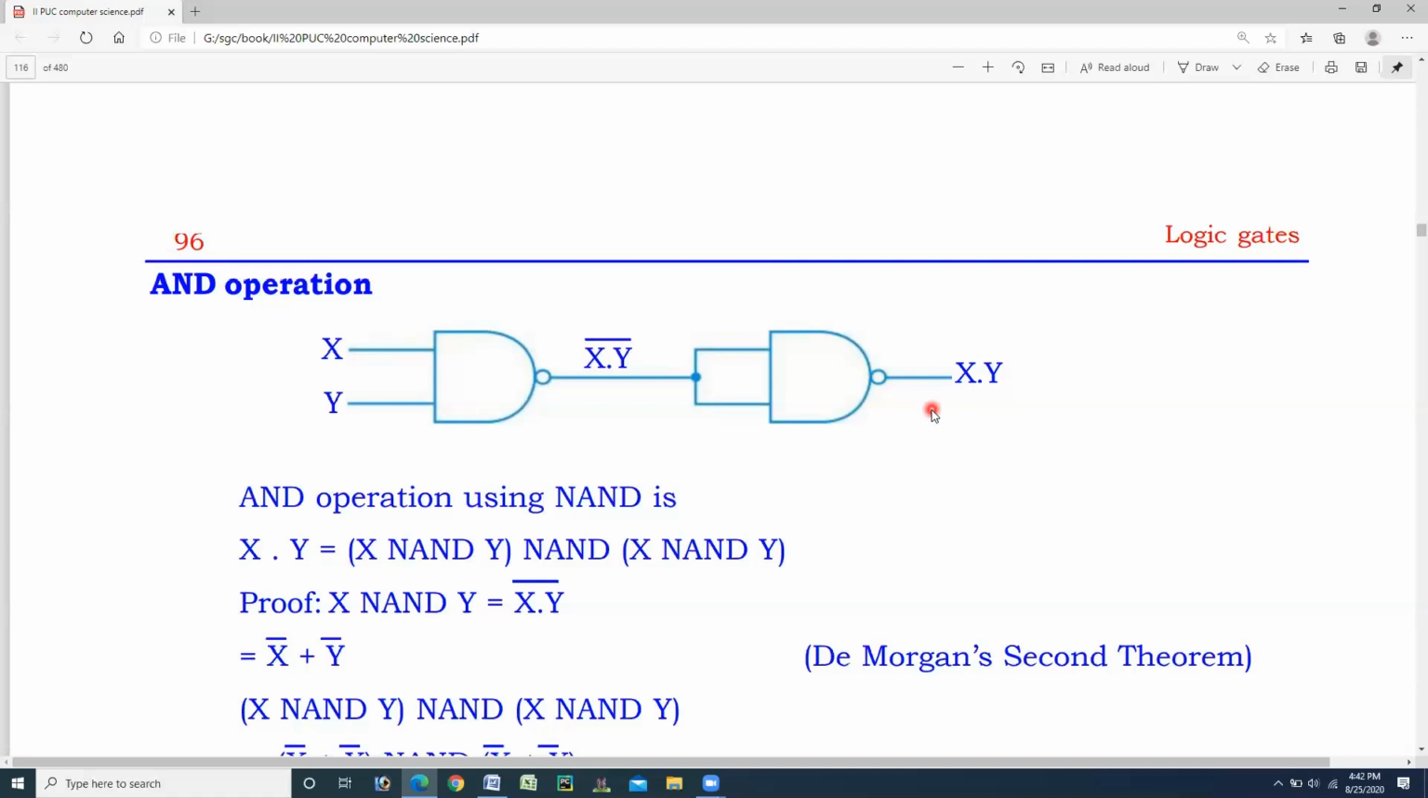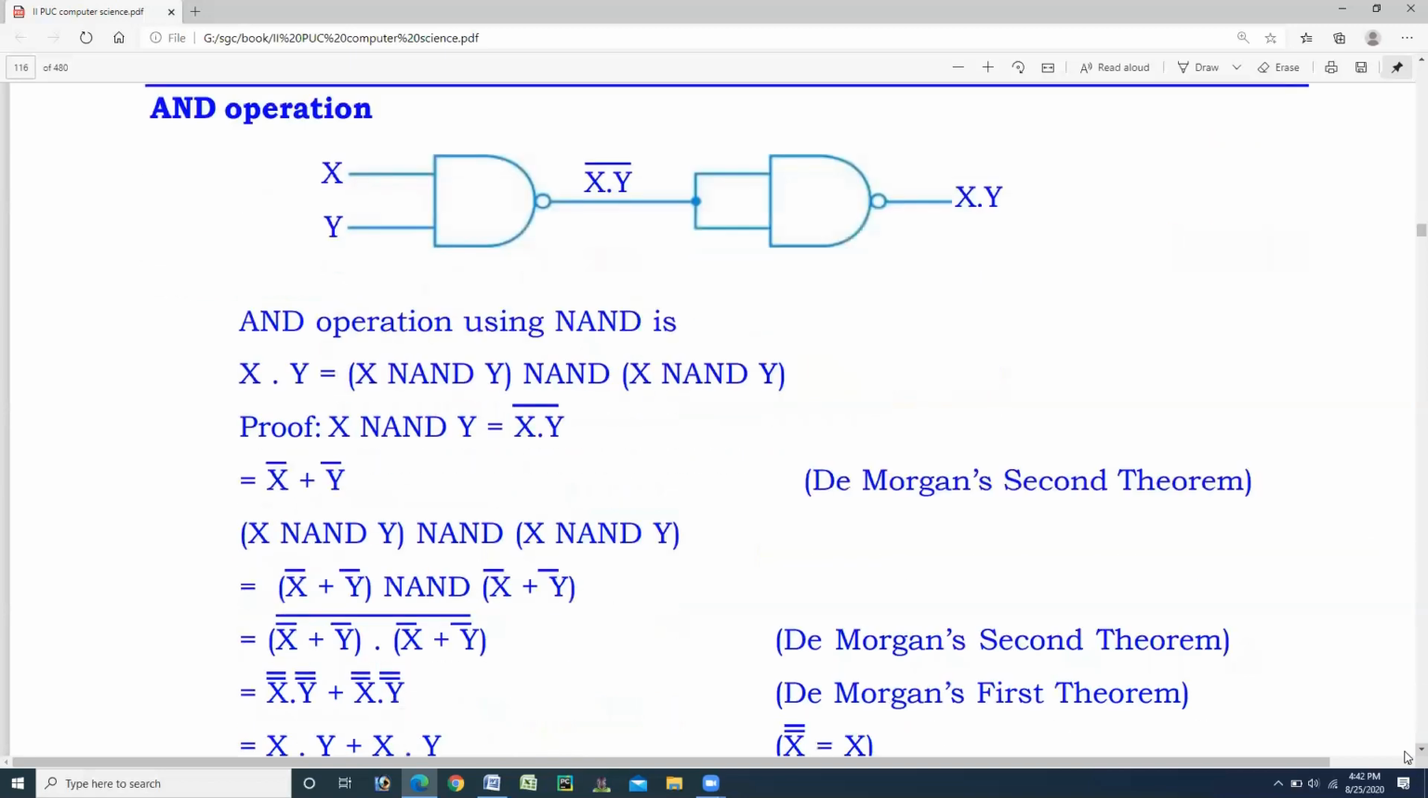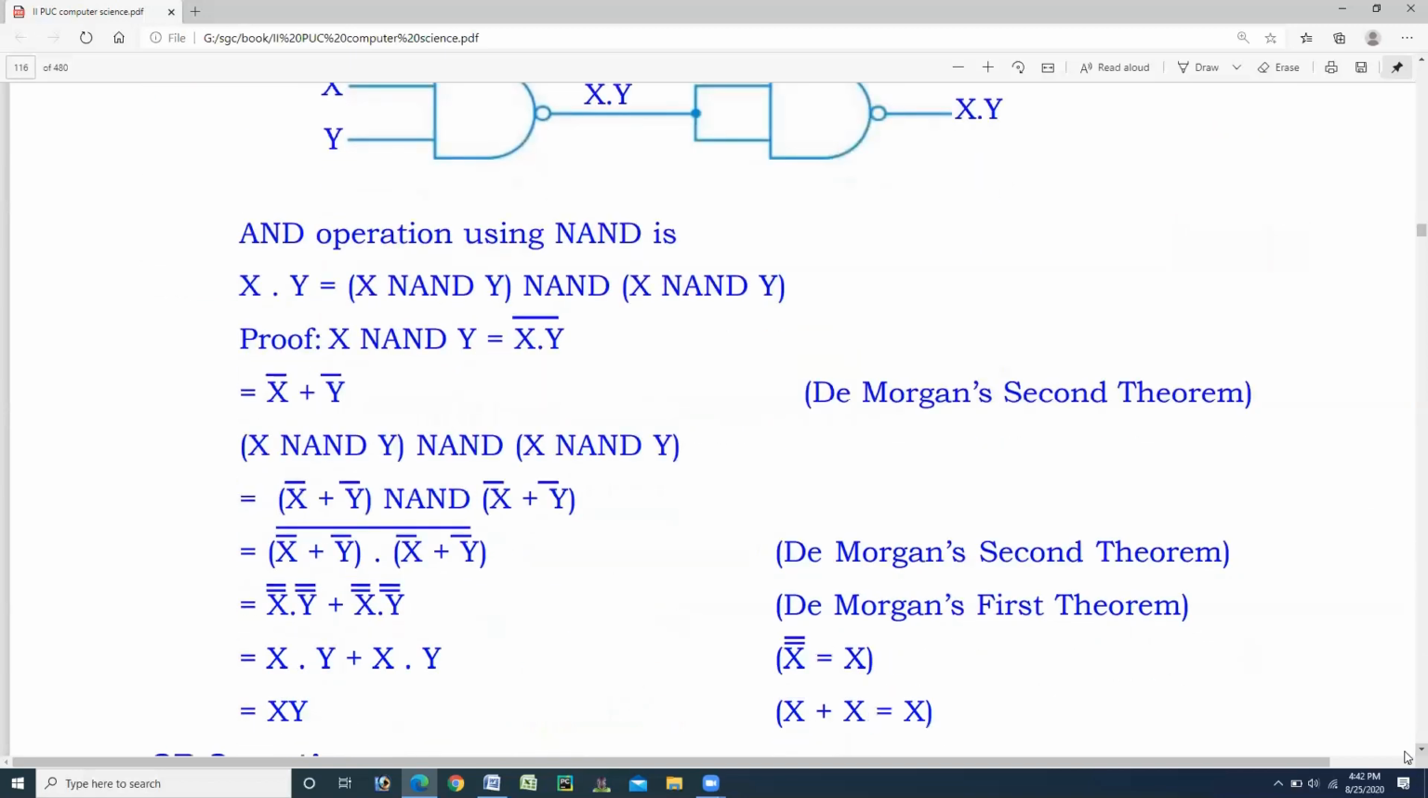Is it clear? Now you can see algebraically what we have stated. X and Y are the two inputs for the NAND gate. At that time, that becomes X NAND Y, and then NAND X NAND Y. Right?